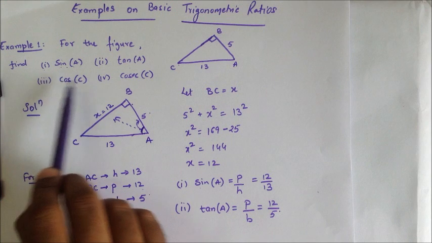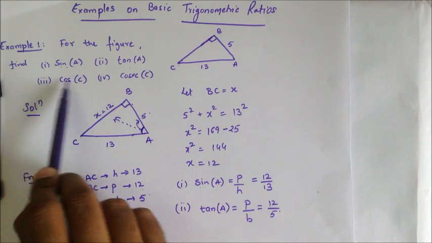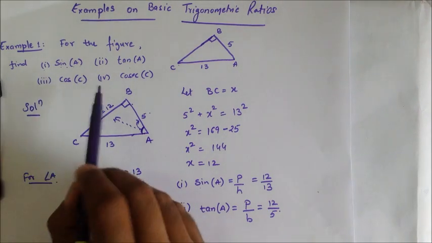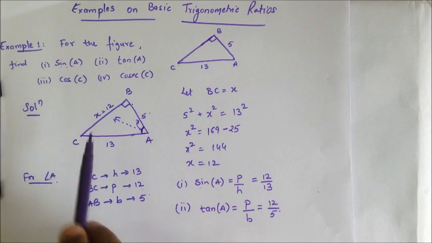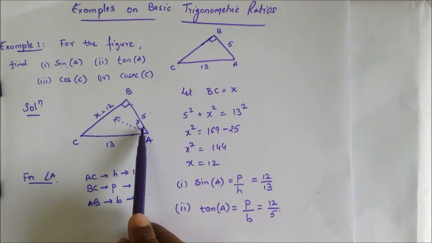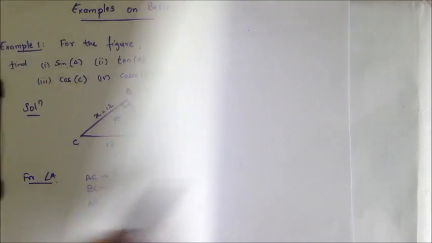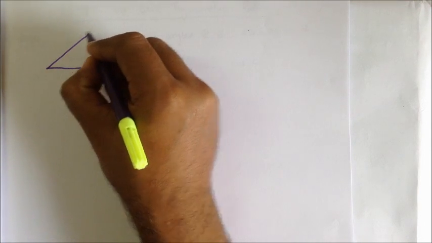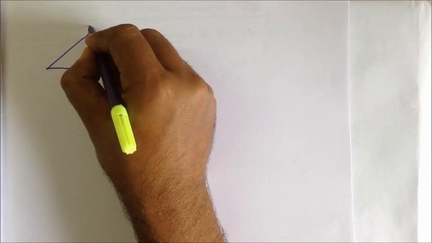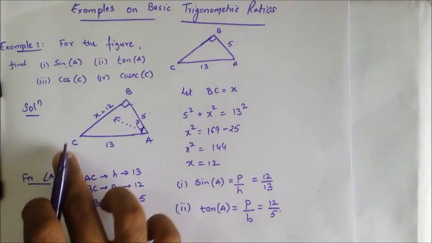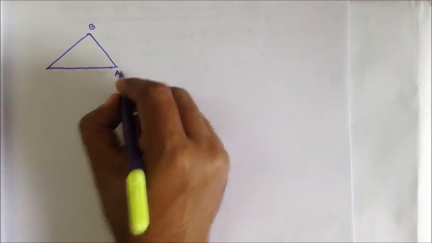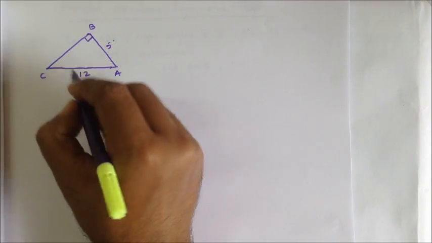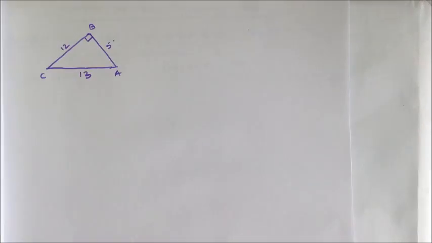Now we come to the third and the fourth cases, where we have to find cos of C and cosec of C. Now for these two, third and fourth case, we need to pick angle C. Earlier we had picked angle A. So I'll draw this triangle once again. So in the question, this was B and we had AC, and it was right angled at B. This side was 5, this was 12, this was 13.